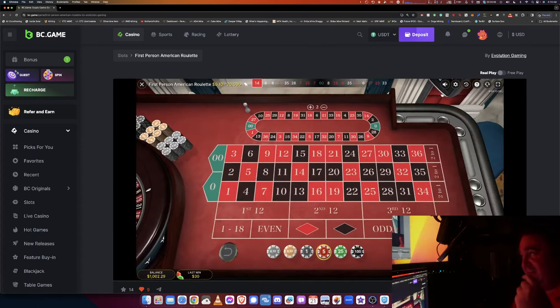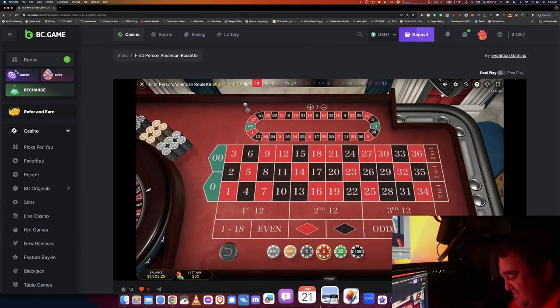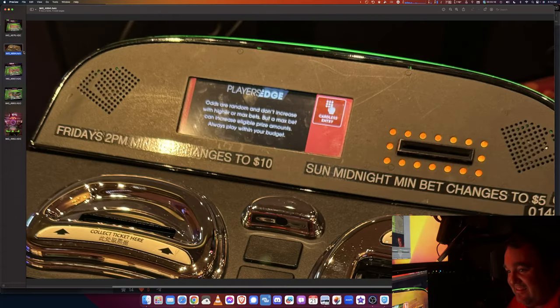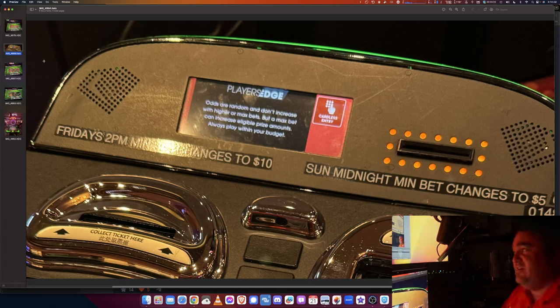Look at that. We learned about table limits today. We learned that if you ever see a sticker like this on a table, you walk the fuck out of that casino. I saw it. I left the casino. I'm a member of that casino. I'll tell you, that's a Hard Rock casino. Seminole Hard Rock specifically. I saw that on the roulette machine, and I walked the hell out of the casino.